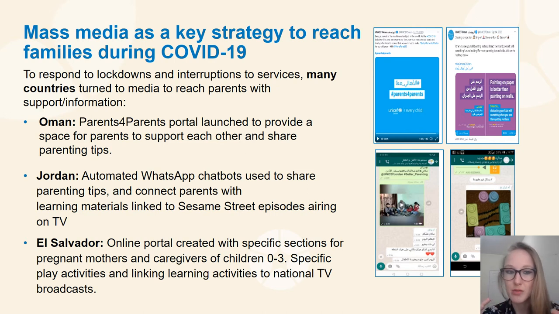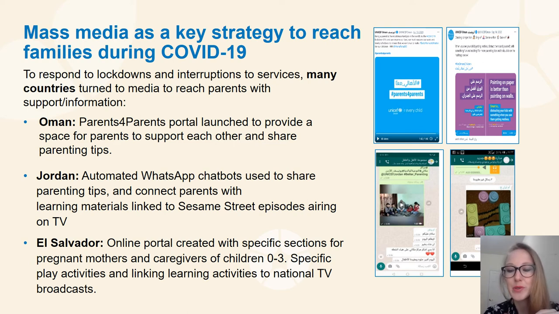In Oman, a Parents for Parents portal was launched to provide a space for parents to support each other and share parenting tips. In Jordan, a WhatsApp chatbot was created to share parenting tips with parents, and you can see some pictures of this on the right. It also linked up with Sesame Street episodes on TV and created a bridge between the TV show and the nurturing care parents could provide at home.